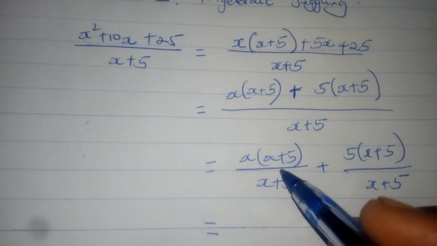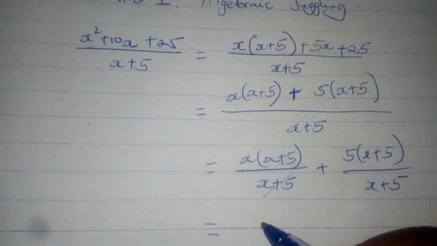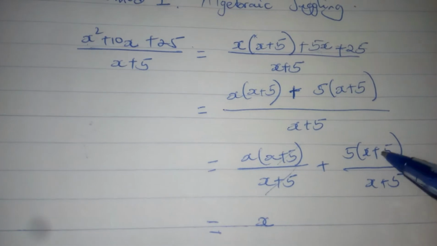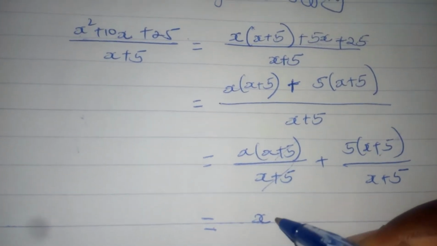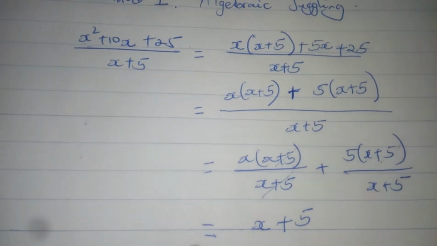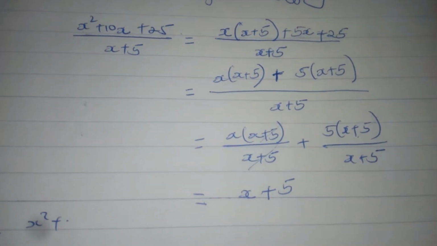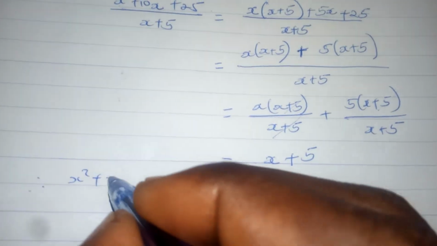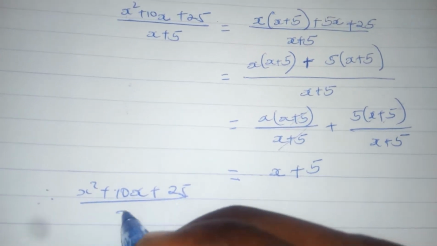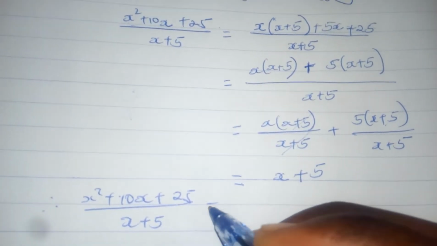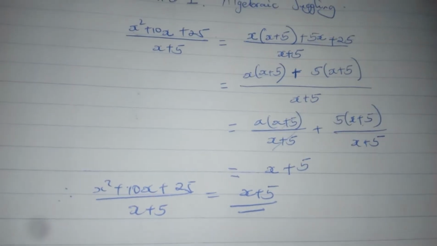Then we can clearly see that x plus 5 is common in the numerator and the denominator. That means if it goes, we're going to remain only with x. Likewise here, we have x plus 5 common in the numerator and the denominator. If it goes, we're going to remain with plus 5 there. Then we conclude that therefore x squared plus 10x plus 25, when you divide by x plus 5, we're going to have x plus 5. So we are done with method 1.